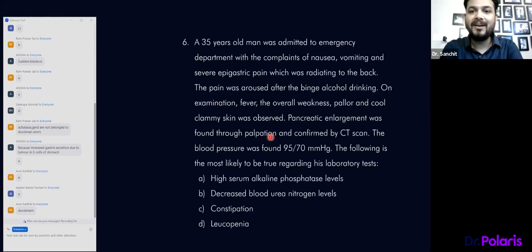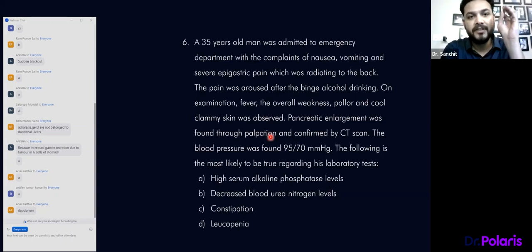A 35 years old man was admitted to the emergency department. So this is an emergency, with complaints of nausea, vomiting, and severe epigastric pain. Now see, you guys are also reading quadrants of the abdomen. Think, this person has epigastric pain. What all things can you find in the epigastric area? Stimulate your minds, I'll come back to you. Now the pain arose after binge alcohol drinking. So there was a stimulus: he binged on alcohol and developed this kind of pain.